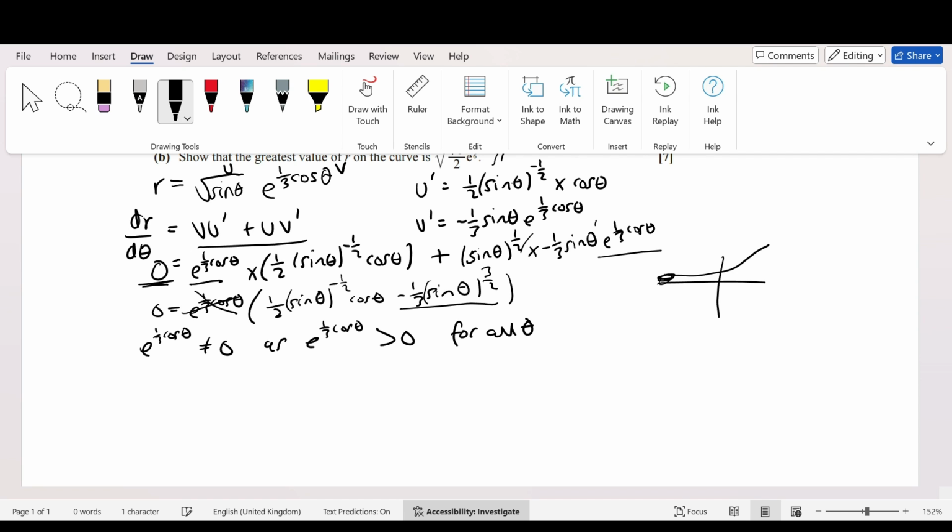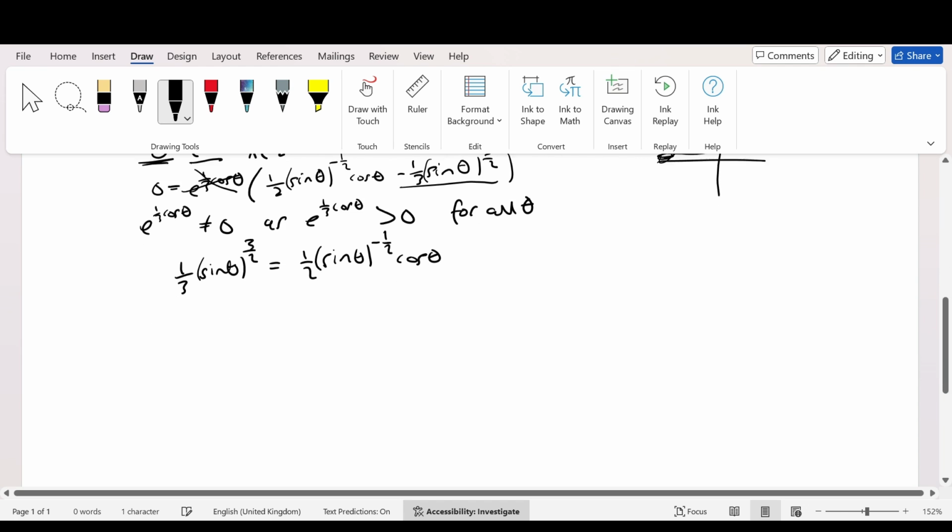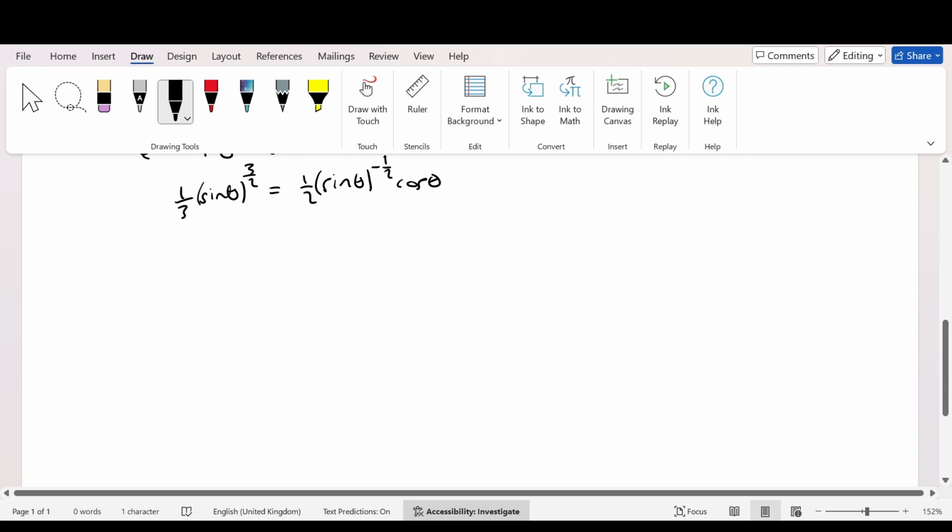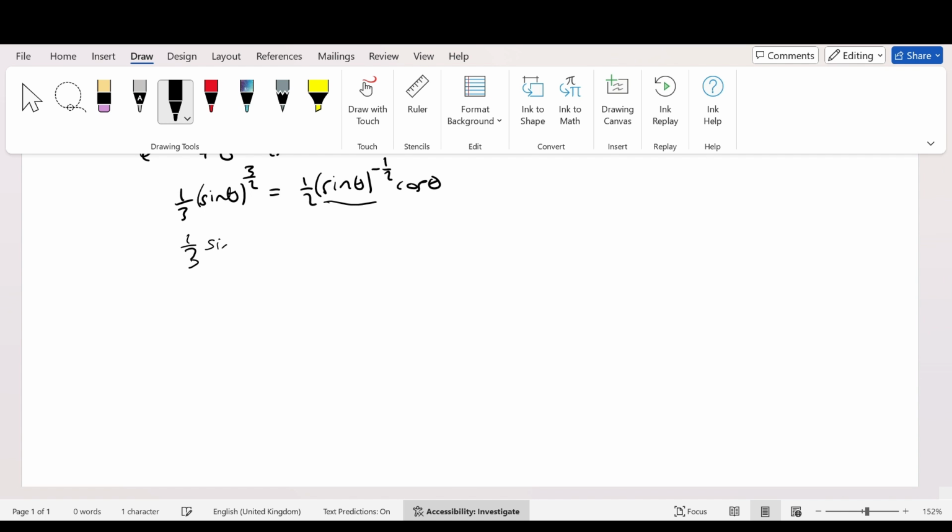So I'm going to take this to the other side, and I'm going to say 1/3 of sine theta all to the power of 3/2 is equal to 1/2 sine theta to the negative a half cos theta. Now I'm going to times both sides by sine to the half, just so I can cancel this term out here, and that will give me a third sine squared theta is equal to half cos theta.